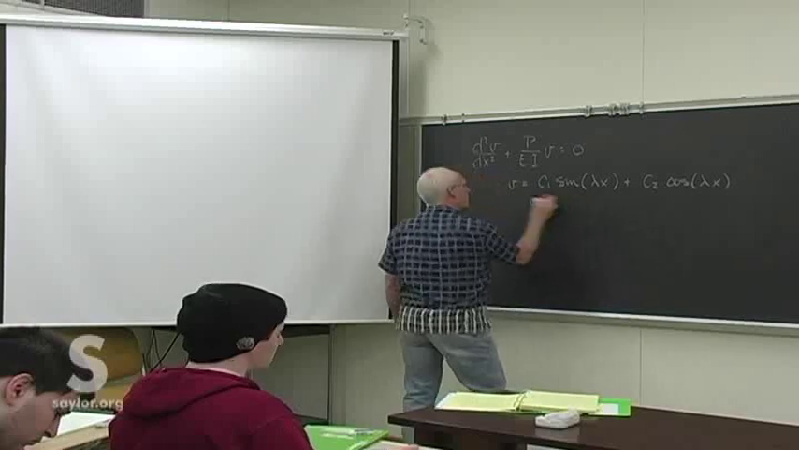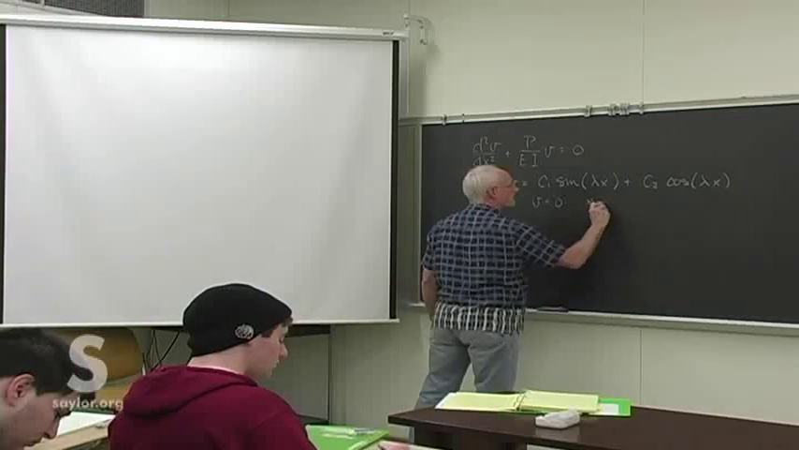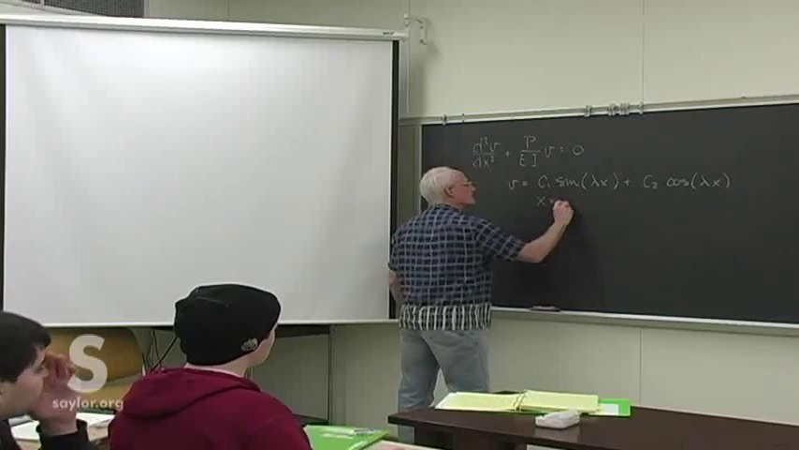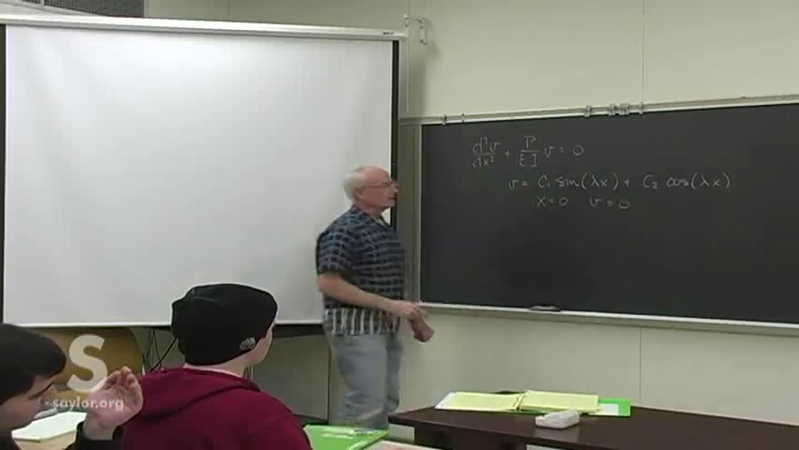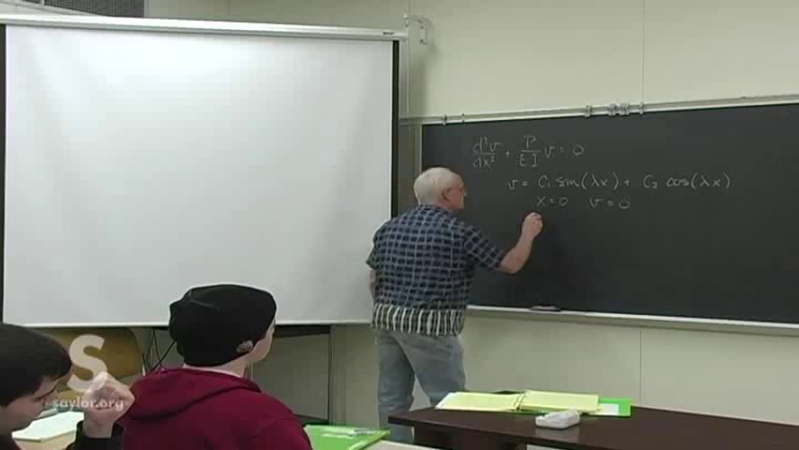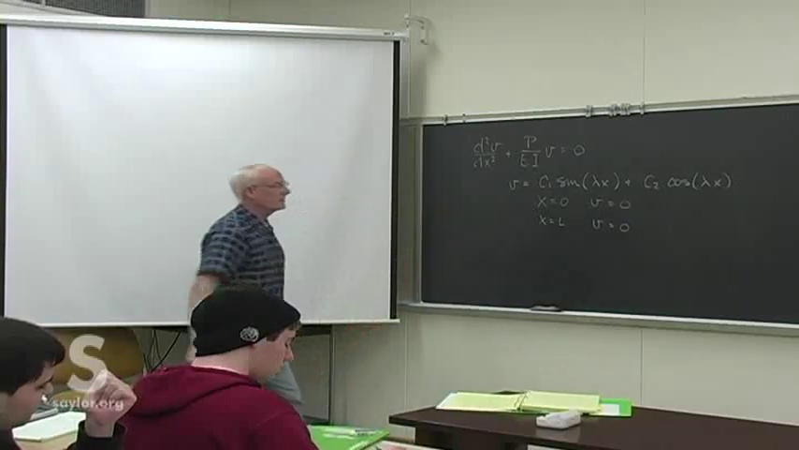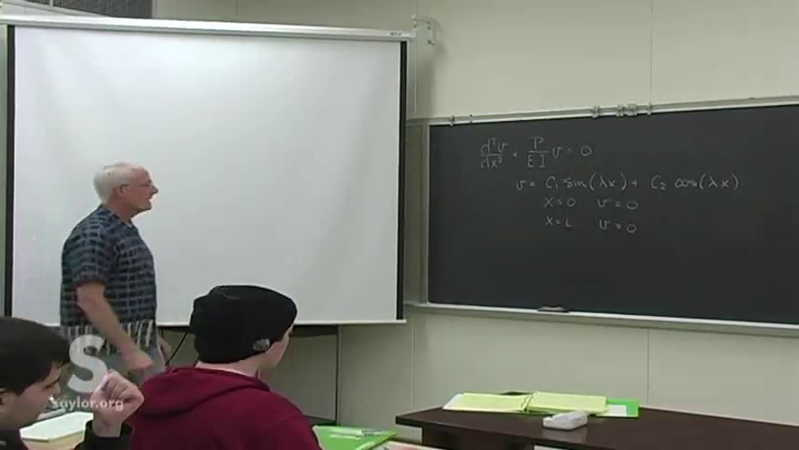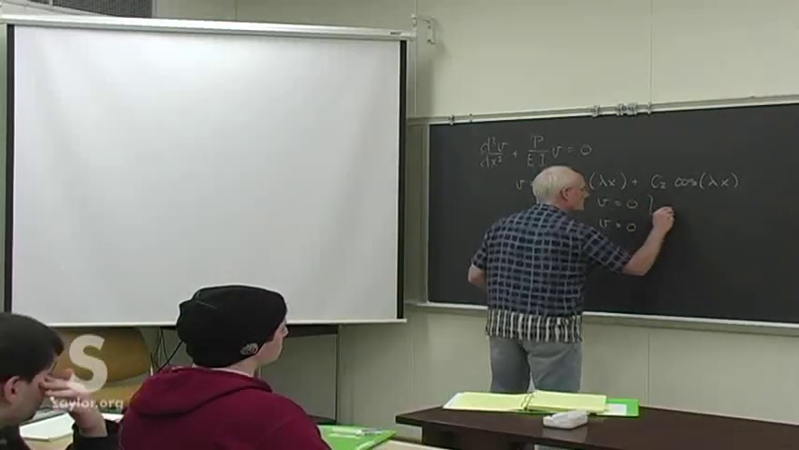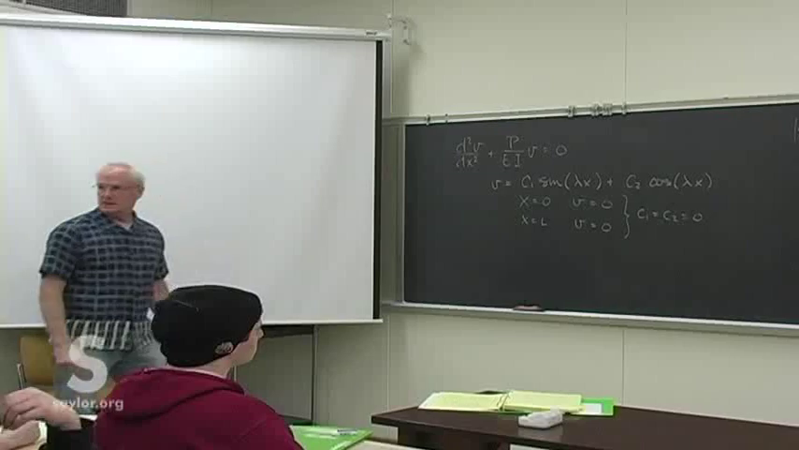Such as, at x equals zero, V equals zero. That's the business of us having that upper end in a track. We also know at x equals L, V equals zero again, because we've got the bottom pinned. Unfortunately, that leads to C1 equals C2 equals zero, which is a trivial solution.